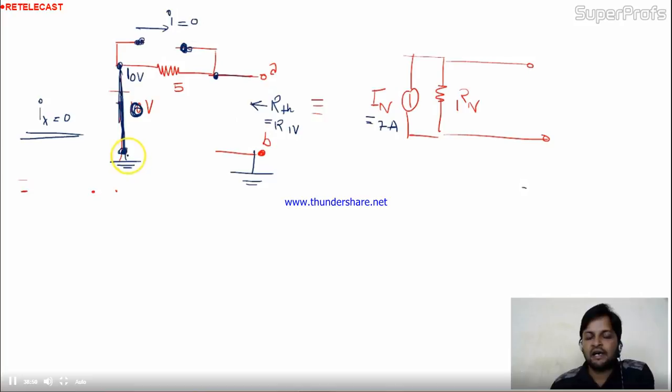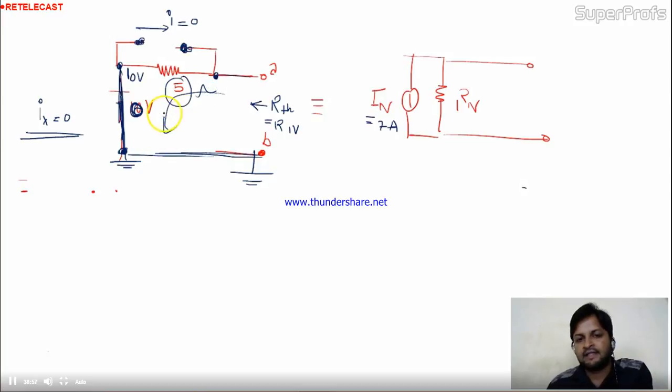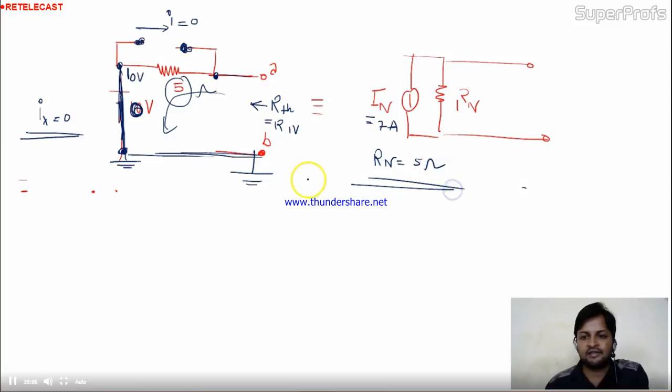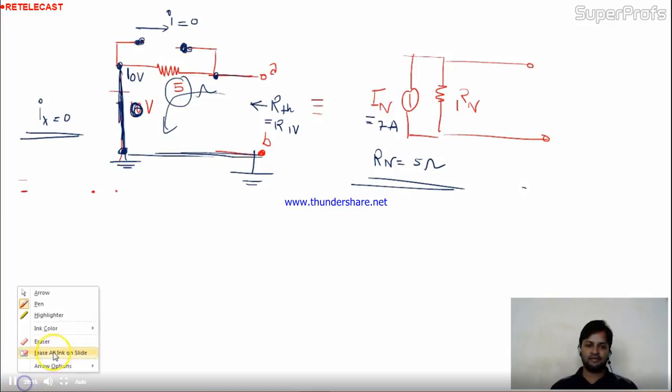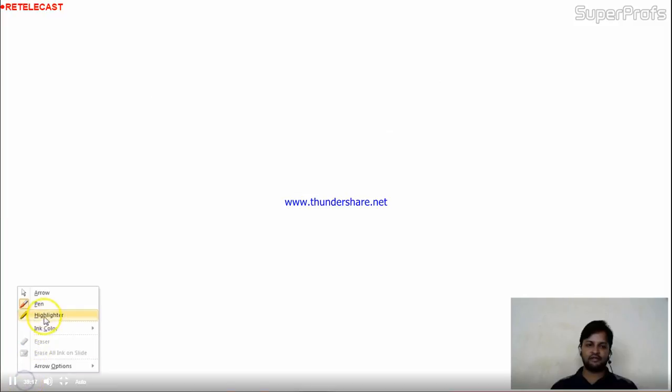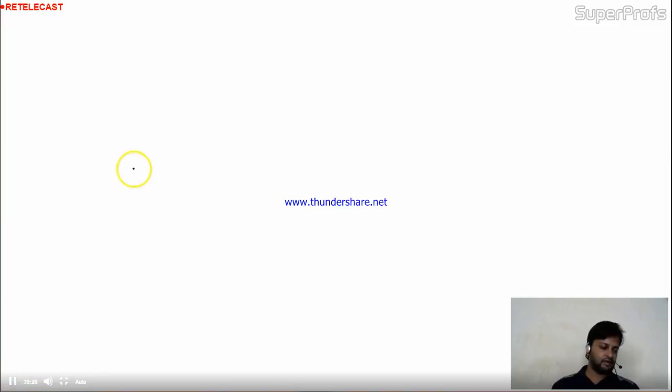So the RTH is now simply you are looking at the 5 ohm only. Is there any other thing given here? No, directly Rn is nothing but 5 ohms. This is your simple circuit and this is your simple answer. Now, I am taking one problem from GATE, and that problem is, let me draw it. The given problem is, a minute.